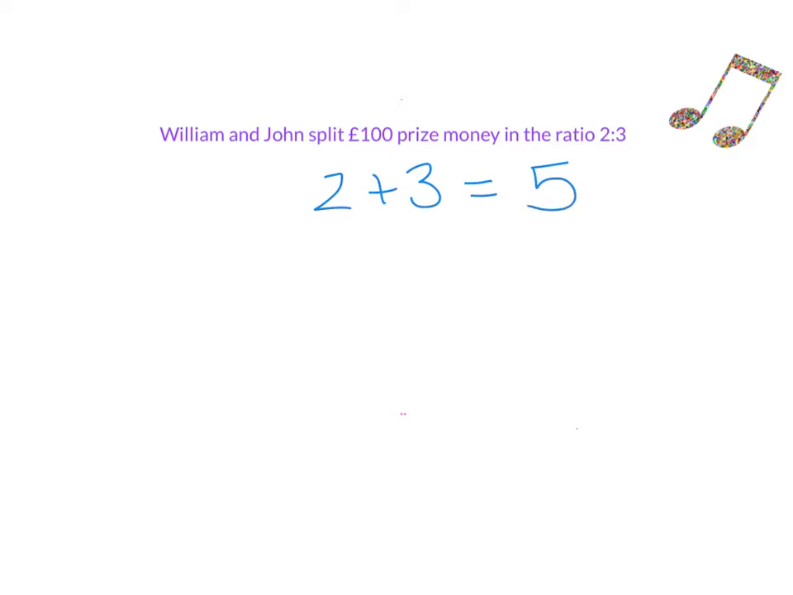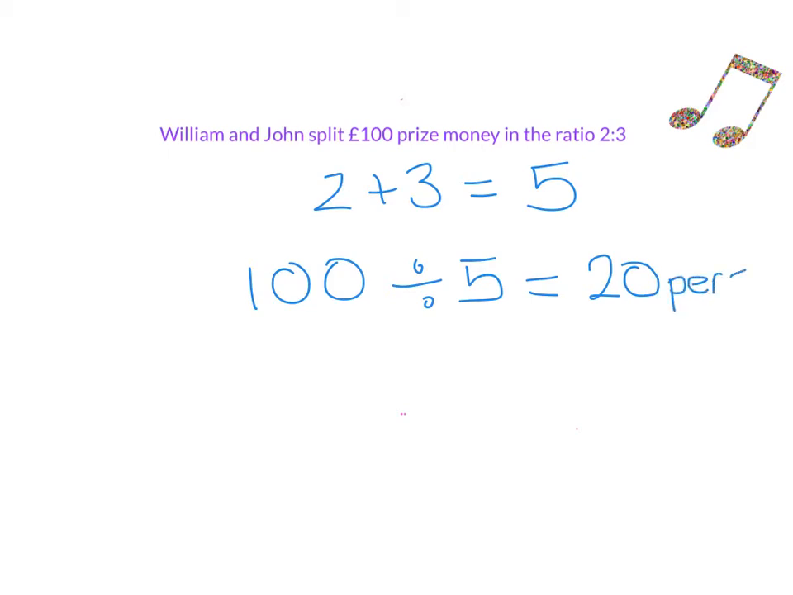We've got £100 in total. I'm going to divide it by 5 to find out how much each of those shares is worth. Most of you will know just by looking at it that that's 20. If you're not sure, you can do a short division sum. So there are 5 parts altogether, £20 per share.